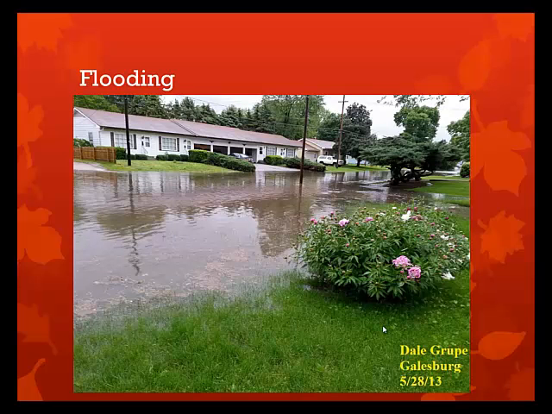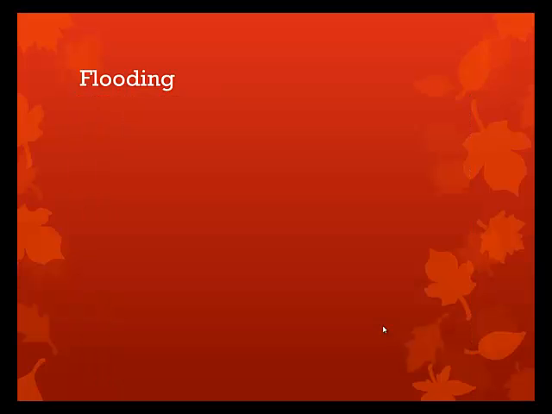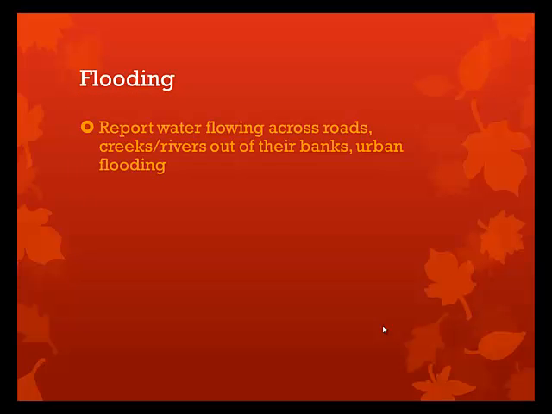The next item is flooding, and this is a picture sent to us by one of our observers in Galesburg from May 28th of this year. There was quite a bit of heavy rainfall in a short amount of time in the Galesburg area on that day, and it produced a large amount of flooding in the city. You should report water flowing across roads, if you see a creek or a river out of its banks, and if you have urban flooding such as we saw in the last picture.